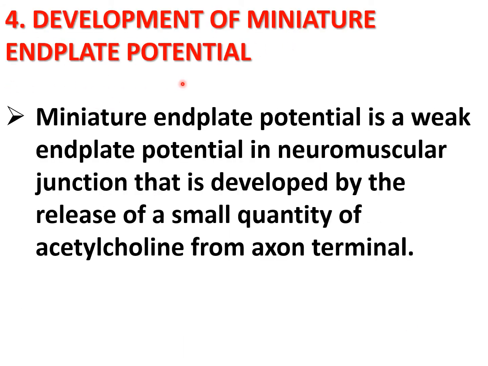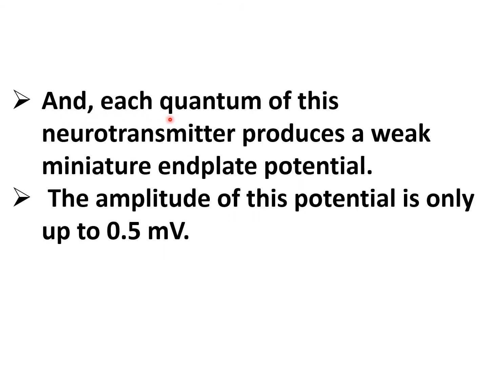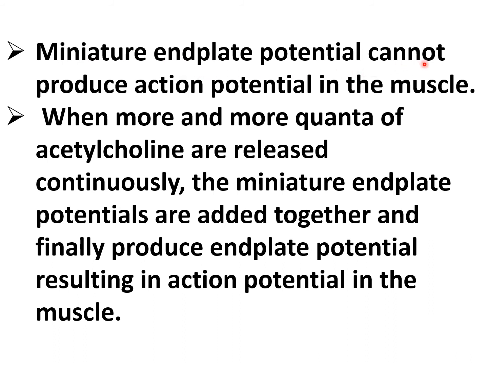Then development of miniature end plate potential. The miniature end plate potential is a very weak end plate potential in the neuromuscular junction, developed by release of only a small quantity of acetylcholine from the axon terminal. Each quantum of this neurotransmitter produces a weak miniature end plate potential, and the amplitude of this potential is only up to 0.5 millivolt. Miniature end plate potential cannot produce an action potential in the muscle fiber, but when more and more quanta of acetylcholine are released continuously, the miniature end plate potentials are added together, and finally produce end plate potential, which results in action potential in the muscle fiber.